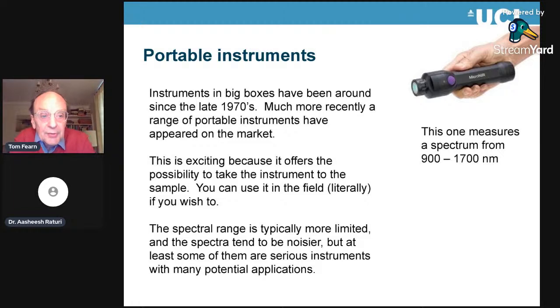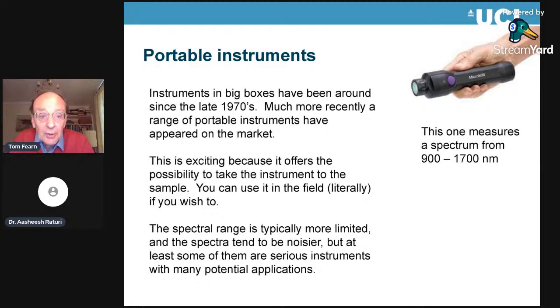So the interesting recent developments are the appearance on the market of quite a lot of portable instruments. So those big boxes, and there are lots and lots of different sorts of big boxes, measuring over different ranges, measuring using different techniques. Some of them use Fourier transform spectroscopy. They've been around since the end of the 70s, although they've developed a lot since then. They're much better instruments now than they were then.